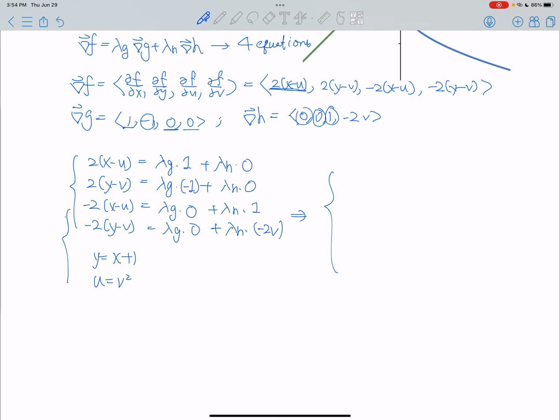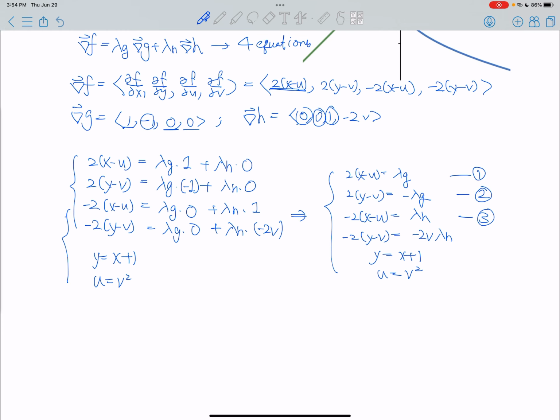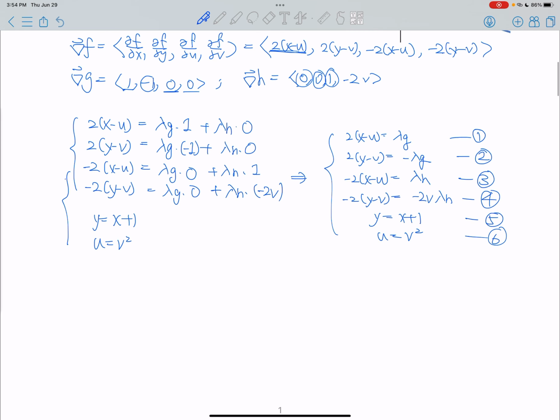So it becomes 2x minus u equals lambda g, 2y minus v equals negative lambda g, and negative 2x minus u equals lambda h, and negative 2y minus v equals negative 2v lambda h. And also the 2 constraints, we just write them down again. So these are the 6 equations. For convenience, we label them 1 to 6.